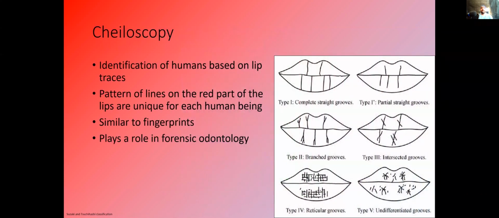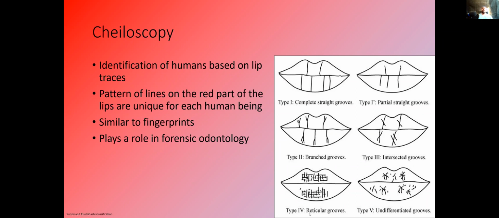Just a couple of interesting slides here. So this is cheiloscopy, and I'm not sure if some of you know what that is, but essentially it's forensic odontology. And just like forensics, everybody's fingerprint on this planet is different. Everybody has a unique genetic fingerprint. And in the same way, the lips are also unique. Everybody has a unique set of lips, and hence they can be used in forensics as well.